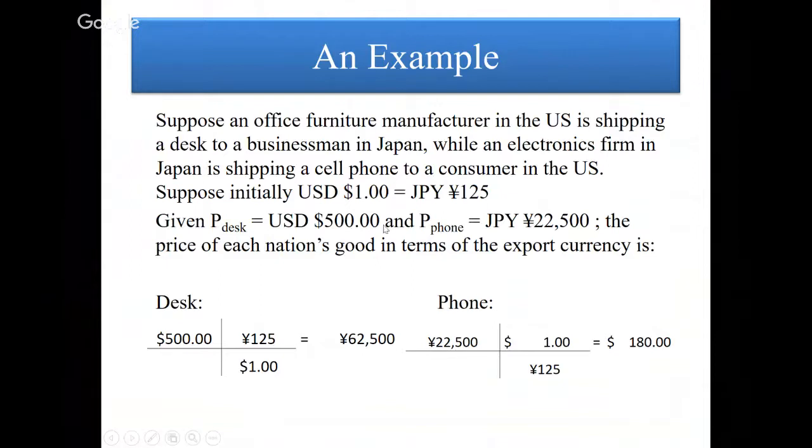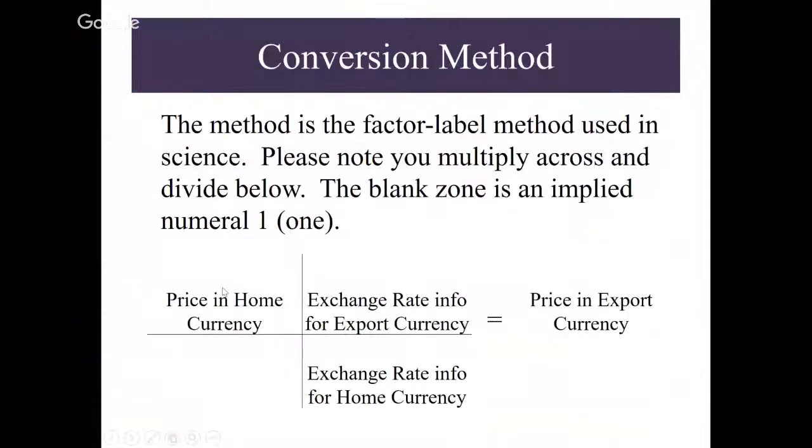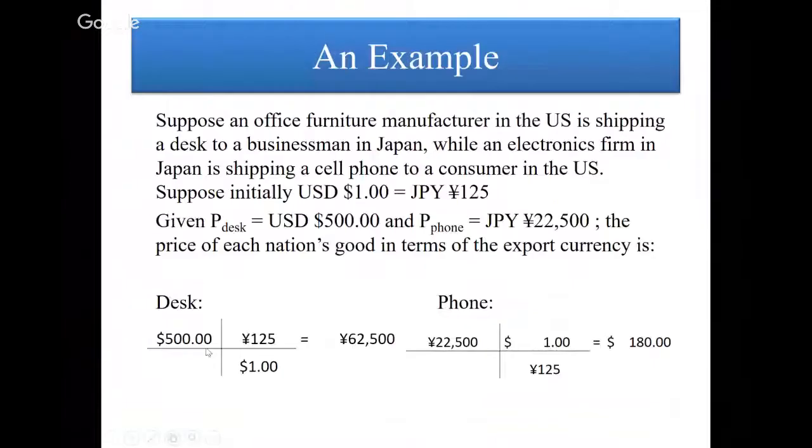Now, what we want to do is take this desk and find out how much it would cost, say, a Japanese businessman to buy it in his currency using the yen. Using the formula we just used, $500 and 0 cents is the home currency. The exchange rate for the home currency is $1 and 0 cents, and the exchange rate for the export currency is 125 yen. The dollars will effectively cancel out by the factor label rule, and the answer will be in yen. 500 times 125 divided by 1 equals 62,500 yen. And remember, no decimals. The yen does not have a minor unit.